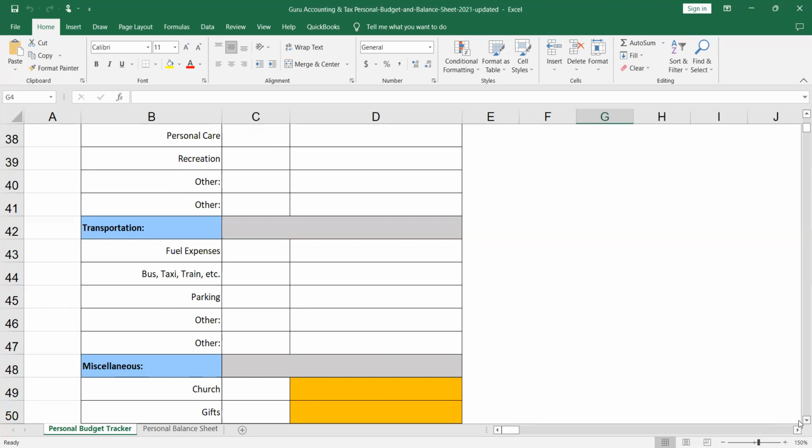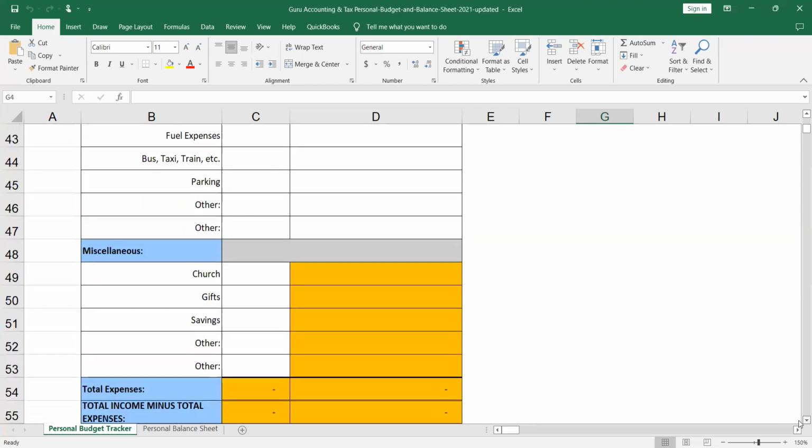Then we can always talk about miscellaneous expenses. Any other expenses apart from the key headlines that have been given up there. We can talk in terms of church. We can talk about gifts. We can talk about savings. How much do you get out from your income to save? It's also some money that goes out, but then it's towards saving. So it's just an expected amount in terms of miscellaneous expenses on a monthly basis. So if there's any other miscellaneous expenses, you can always add it here.